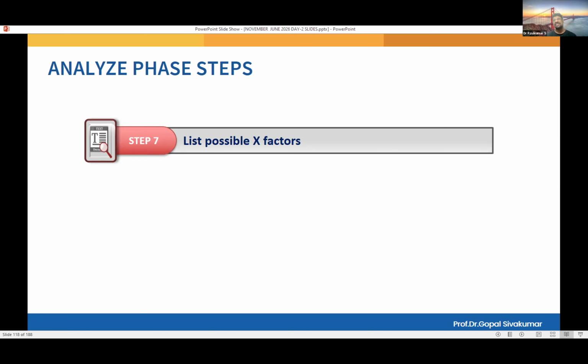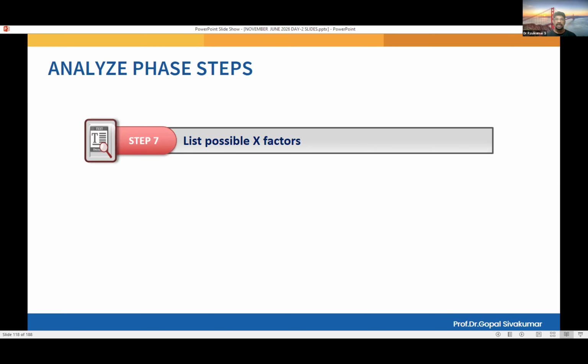So if any of these factors, I'm saying these are all the factors which may influence the problem. We don't know which one is the correct cause, but we are trying to list out all possible causes. These are called possible causes.